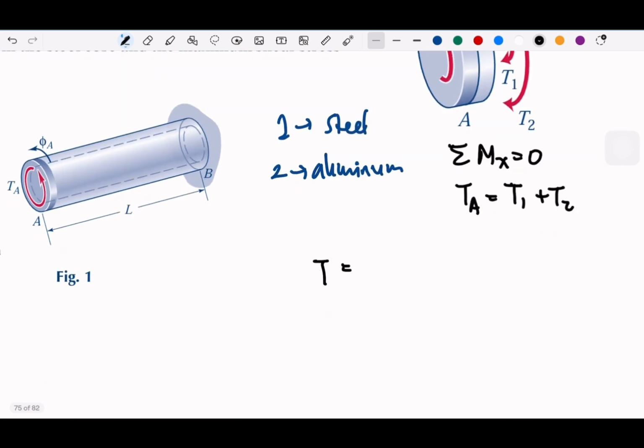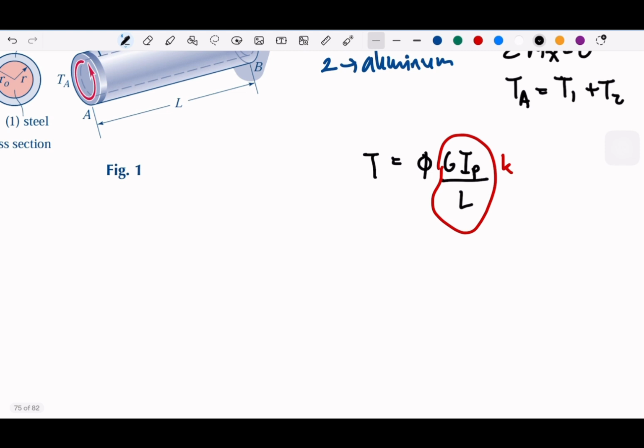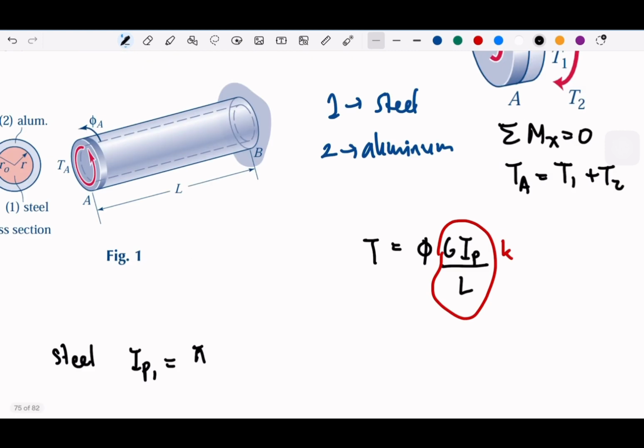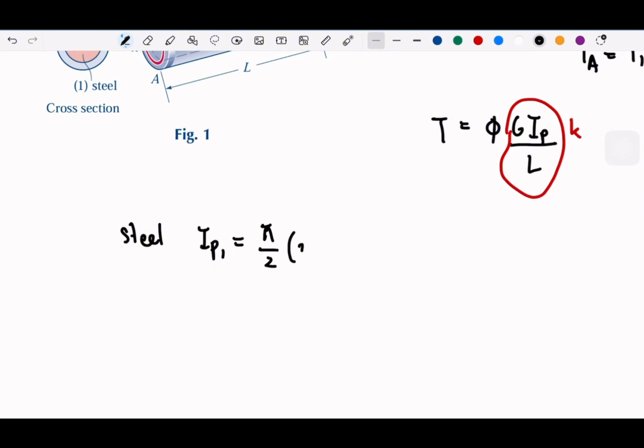Then we could apply directly that T is basically the twist angle times GIP over L. I can write this with another name, small k, and we can do this for element 1 and element 2. So for steel, we can compute the inertia. Pi over 2 times 25 millimeter with power of 4, and then we compute, and this will be the result.